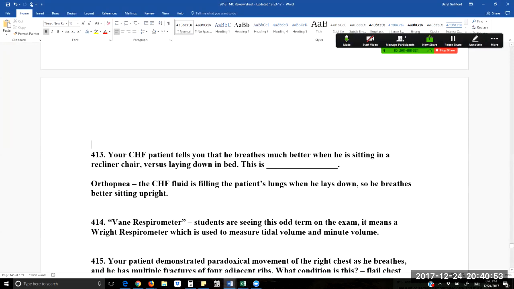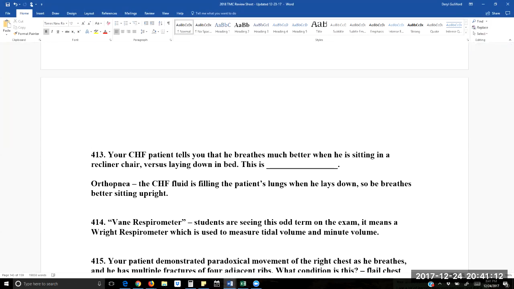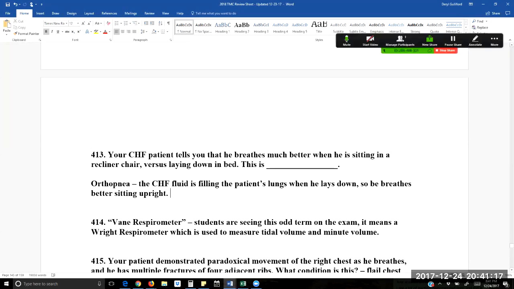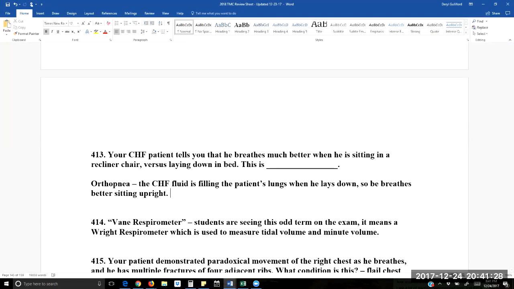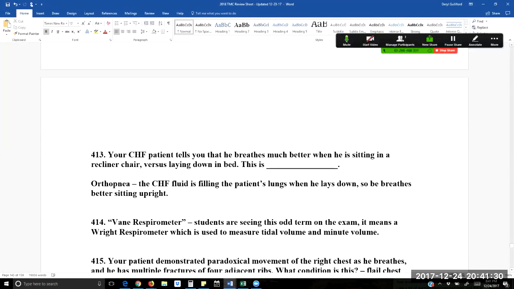413, your CHF patient tells you he breathes much better when he's sitting in a recliner chair versus laying down in bed. What is that called? Well, that is termed orthopnea. Literally, that means straight breathing. The CHF fluid is filling up the patient's lungs when he lays down, so he breathes better when he's sitting upright. Our pulmonologist here at our program refers to that as 2-pillow, 3-pillow, 4-pillow orthopnea. How many pillows does the patient have to prop up on in order to breathe at night? So you definitely could have orthopnea on your test.